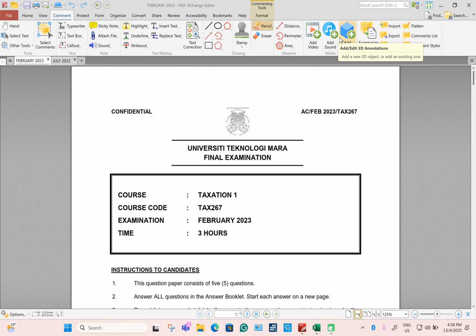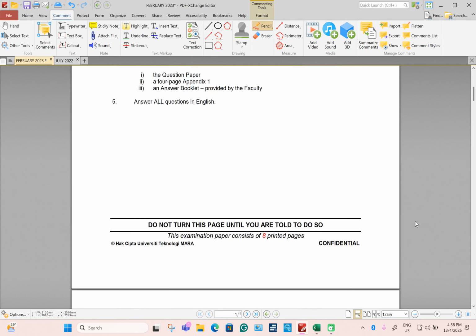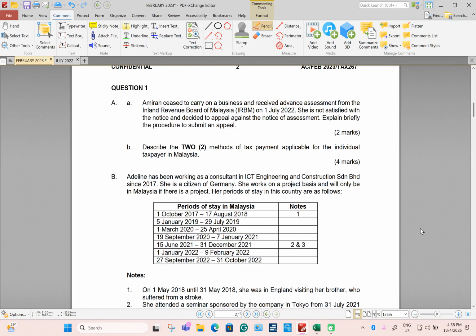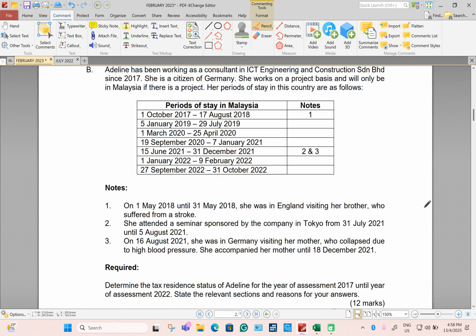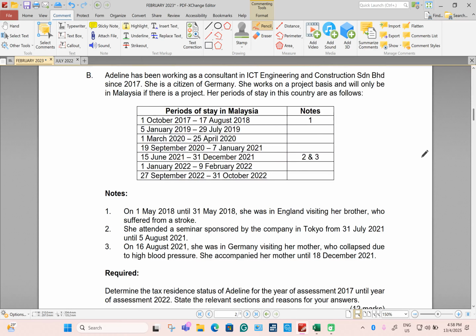Okay, this is past year February 2023. Resident status, you need to refer to question 1B. Okay, so here we go. Let's do it together. Take out your past year exam and your exercise book. Let's do it together. Are you ready, guys? Okay, let's get started, everyone.